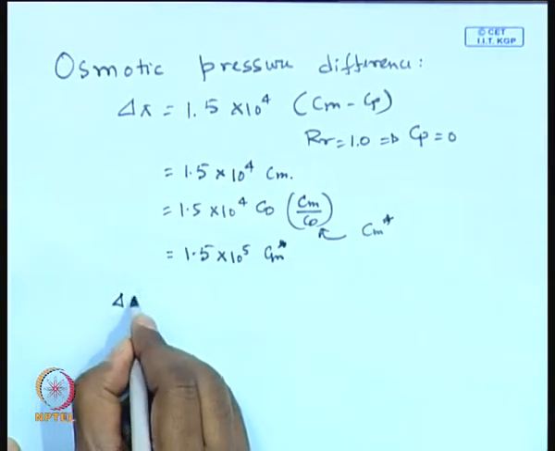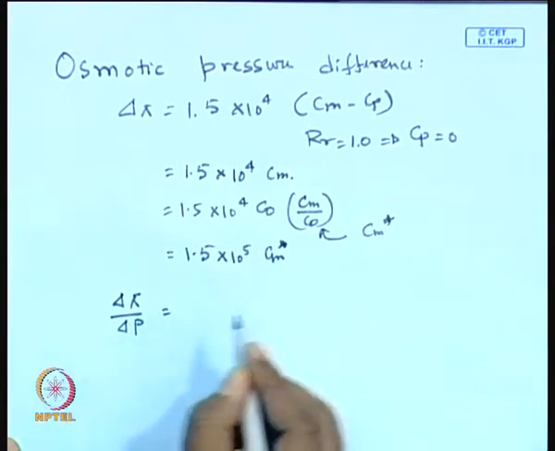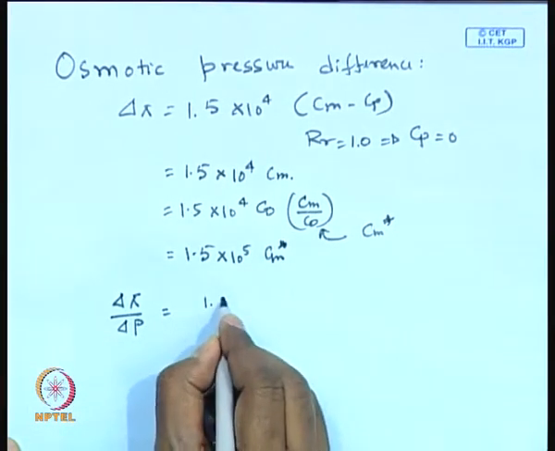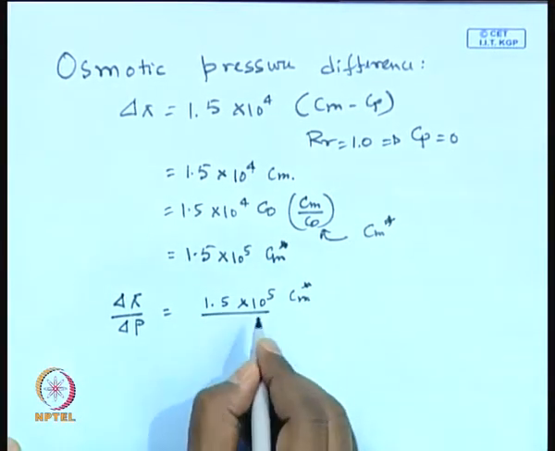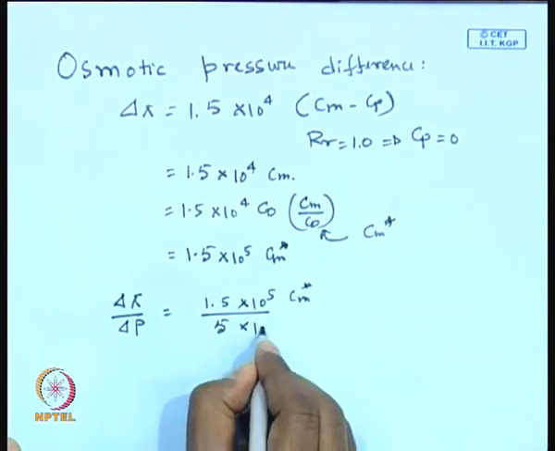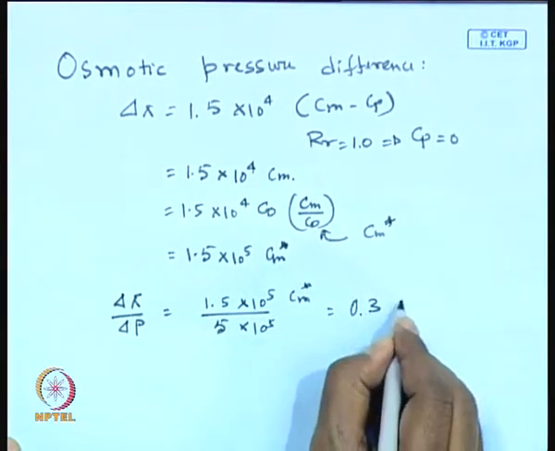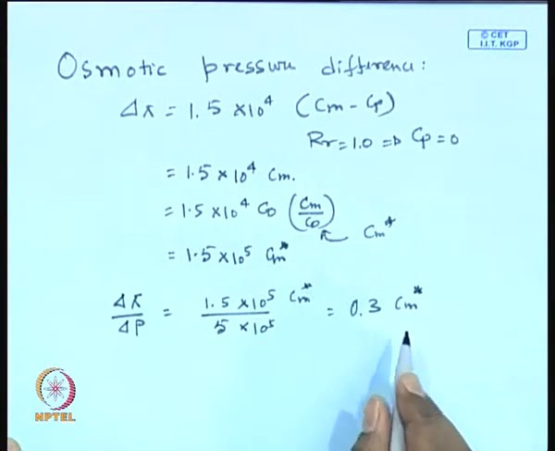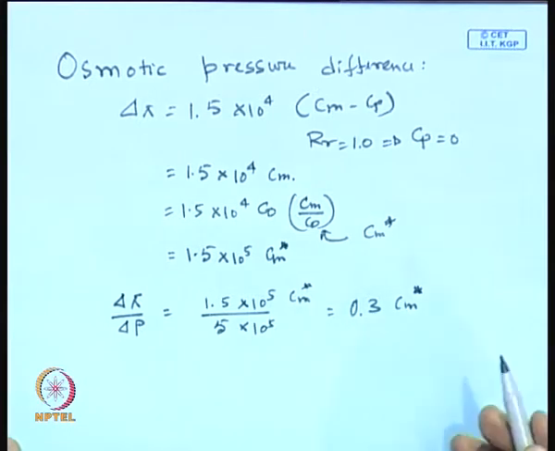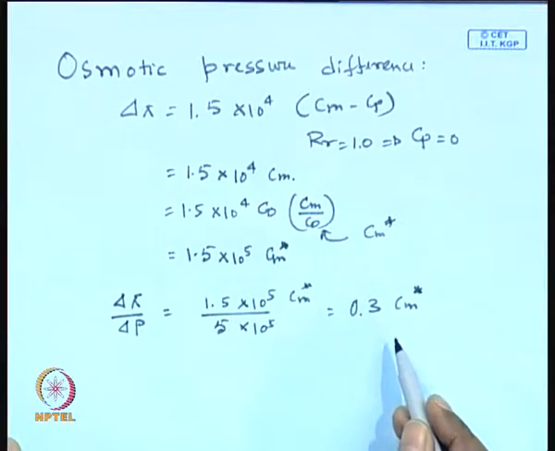So, let us look into the value of delta pi by delta p. The osmotic pressure difference will be 1.5 into 10 to the power 5 cm star, and delta p, the transmembrane pressure drop, is 5 into 10 to the 5. So it will be 0.3 times cm star. Depending on the value of cm star, let us say cm star will be about 5 times, delta pi will be around 0.15, so it will be 15% of the total transmembrane pressure drop. That is considered to be more or less significant.